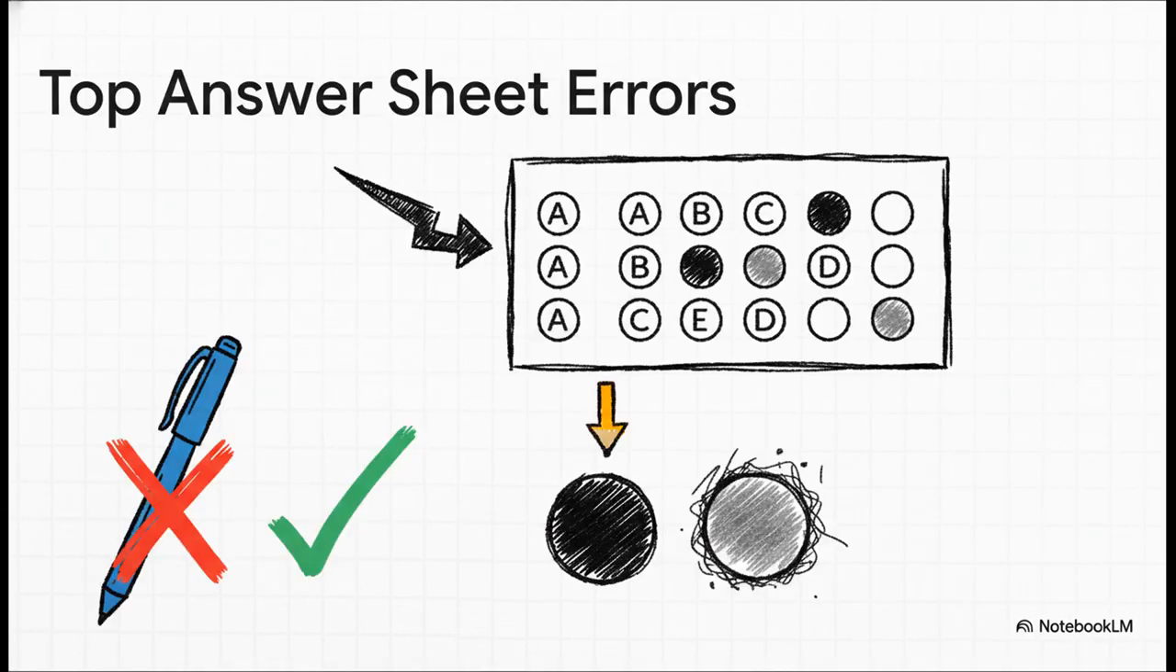Let's talk about that final hurdle, the answer sheet. It is truly heartbreaking, but students throw away easy marks here every single year. You want to know the most common mistakes? Misaligning the rows, so they put the answer for question 6 in the bubble for question 7. Ugh. Or using a pen instead of a pencil. These are such preventable errors, and a little bit of dedicated practice can completely wipe them out.